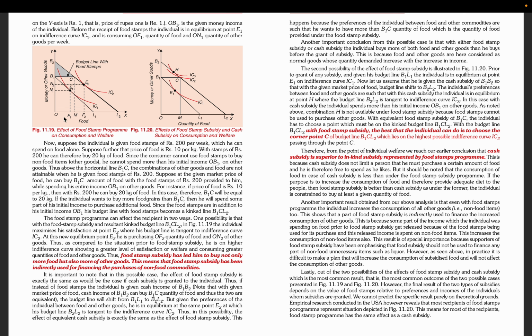And he is consuming OF1 of food, because the x-axis is the plot of food and the y-axis is the plot of other goods. OF1 of food is what he is consuming at the equilibrium level E1, and ON1 is the quantity of other goods per week. Now suppose the individual is given food stamps worth 200 per week, which he can spend on food alone. Suppose further that the price of food is rupees 10 per kg. With the stamps of rupees 200, he can therefore buy 20 kgs of food, right? 200 divided by 10, because the price per kg is 10, and 200 is the worth of the food stamps. So 20 kgs of food is what the person can buy.